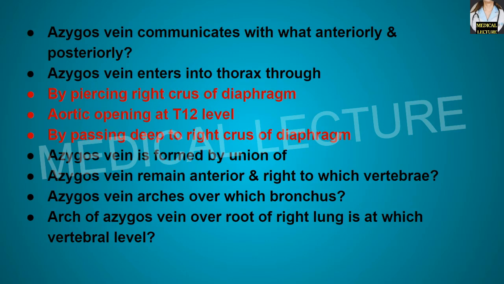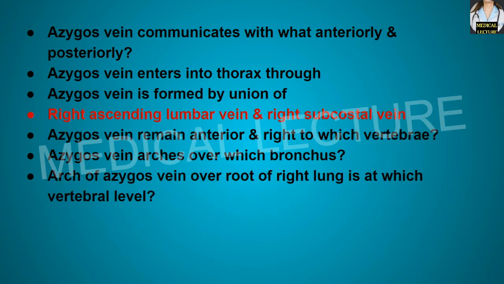by piercing the right crus of the diaphragm, by the aortic opening at the T12 level, and by passing deep to the right crus of diaphragm. So by this means the azygous vein enters into the thorax. Azygous vein is formed by the union of right ascending lumbar vein and the right subcostal vein.